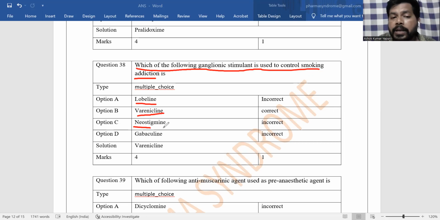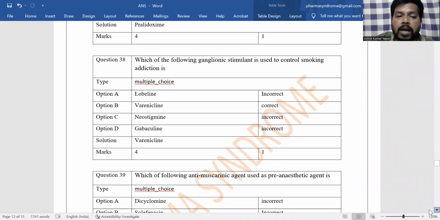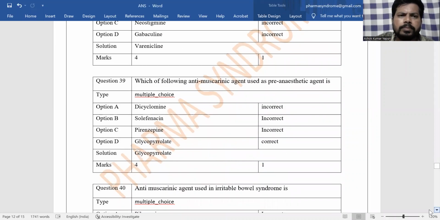Neostigmine is an acetylcholine esterase enzyme inhibitor, in the category of reversible inhibitors of acetylcholine esterase enzyme. And gabapentin is not a ganglionic stimulant. Generally, it is related to action on GABA receptors.